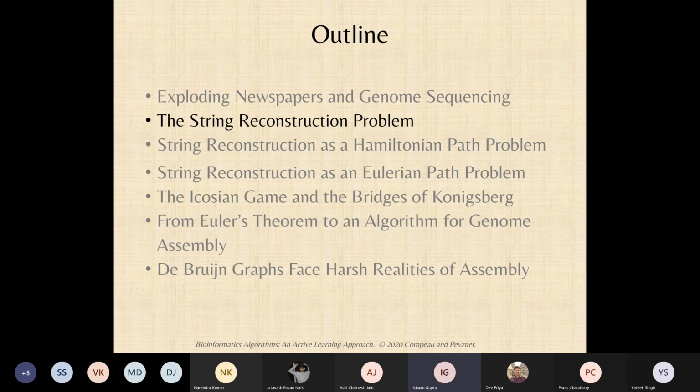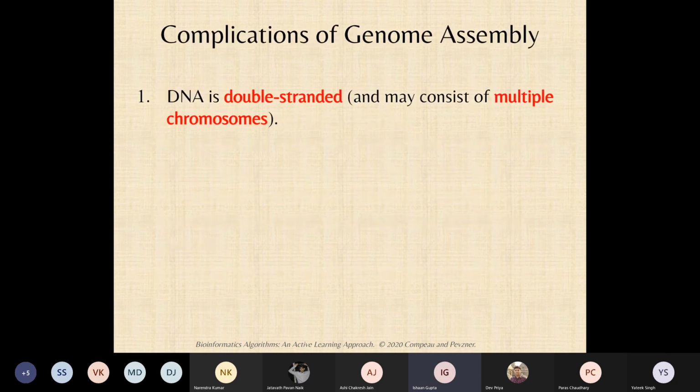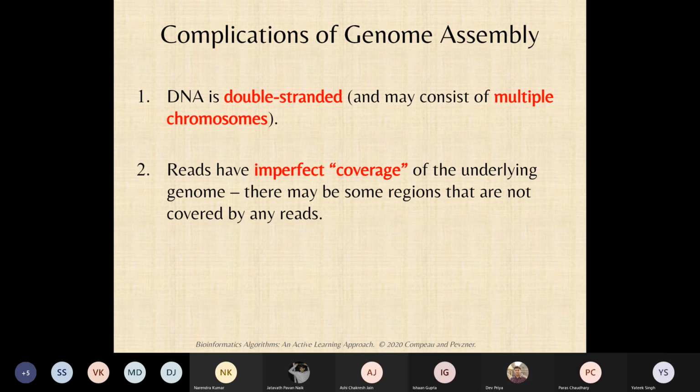Okay. So now I'll go into the formal definition of the problem. But before that, there are certain complications with genome assembly. The first complication is that DNA is double-stranded, and it may consist of multiple independent chromosomes when you're talking about organisms like humans. The second is that the reads might have imperfect coverage of the underlying genome, which means that not every portion of the genome might be covered by the reads in the same manner. The third is that sequencing machines are error prone. That means the sequence you get for a read might not always be exactly a true representation of that fragment. There are errors that happen in the process because it's a chemical process at the end of the day.